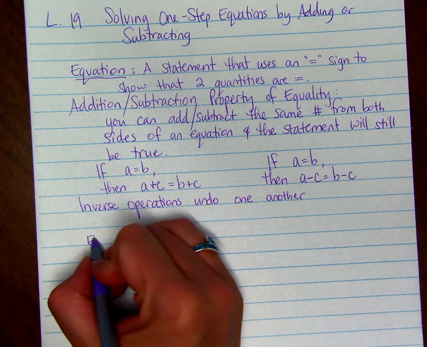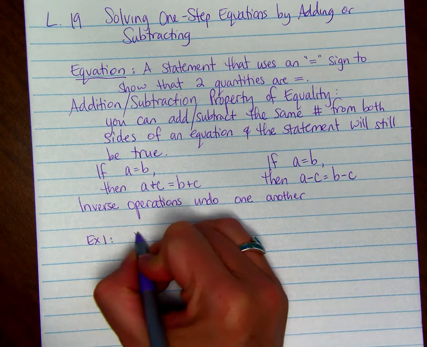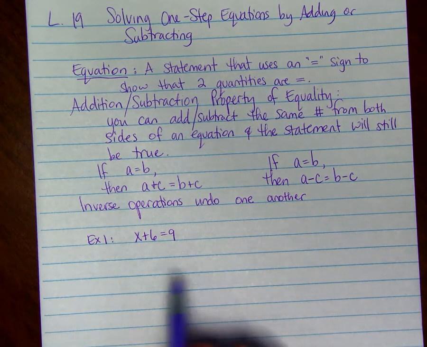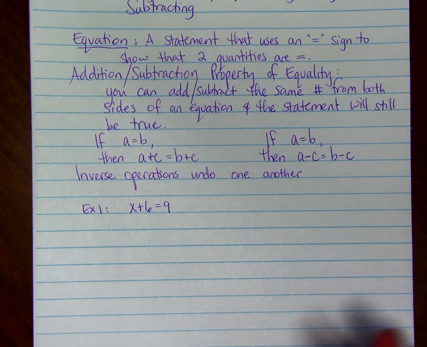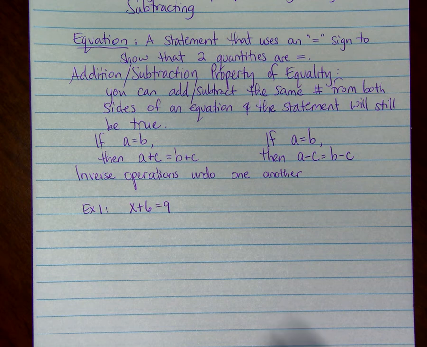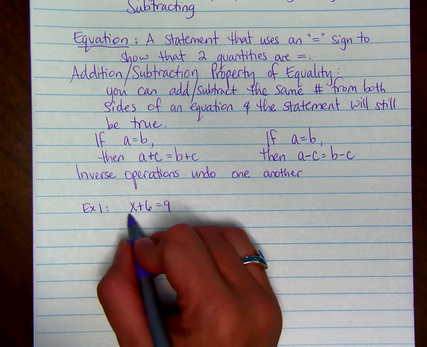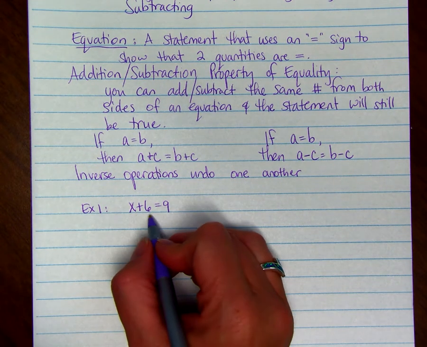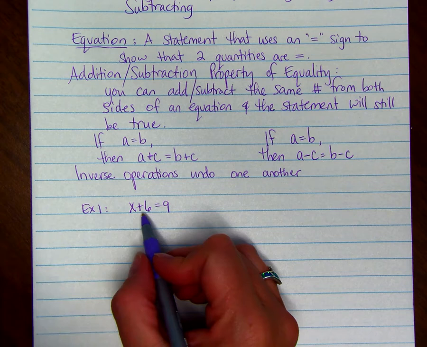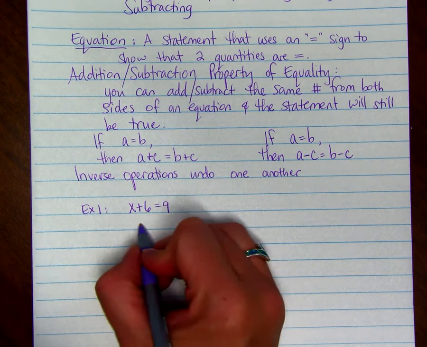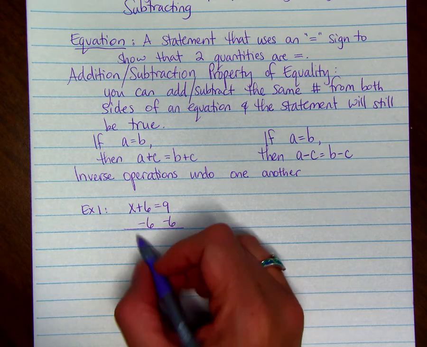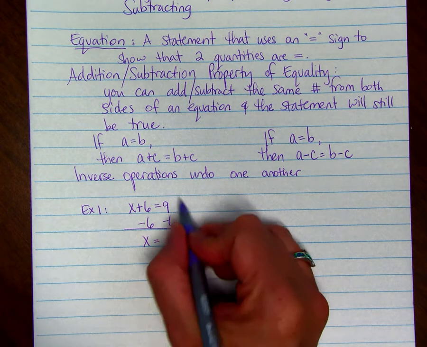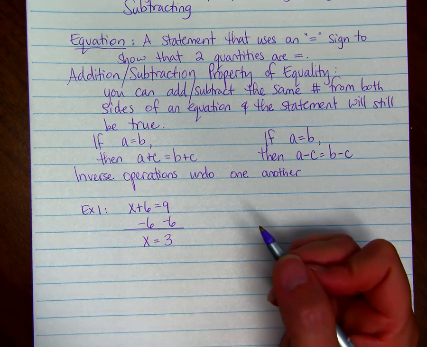So here's an example. X plus 6 equals 9. You could just look at that and know that x equals 3. But we're going to practice using our inverse operations. In this case, we're going to use the subtraction property of equality. So if we look at x, it has a plus 6 on it. So we want to do the inverse of adding, which is subtracting. So we're going to subtract 6 from both sides. And on the left side of the equal sign, we have an x. And on the right side, we have 9 minus 6, or 3.